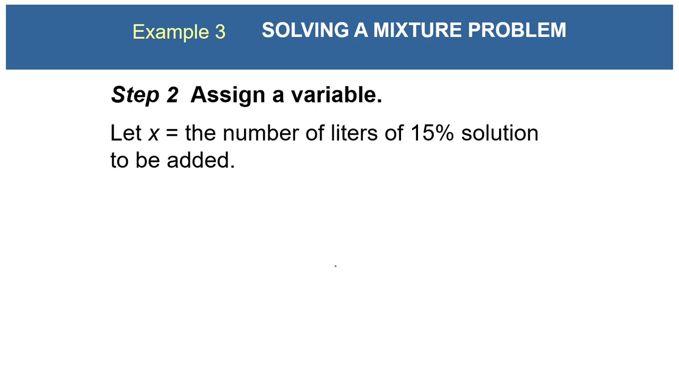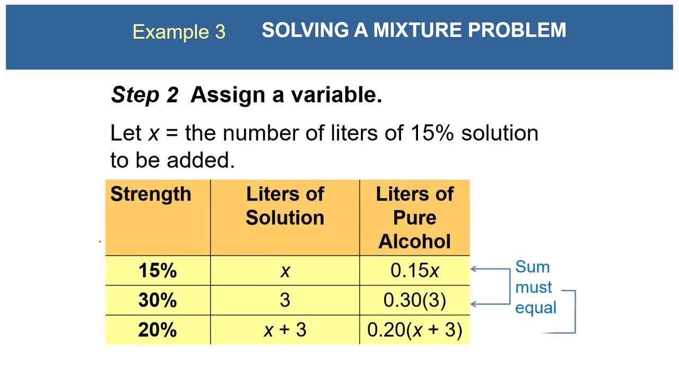And from here we'll create a table. So on the left side, notice that we have 15%, 30%, that's what we have on hand, and we want to create a 20% solution. Now, I don't know how many liters of 15% solution, so we call that x. We do want to use 3 liters of 30%, so that's why this is 3. Now the total is going to have to be x plus 3 because we're adding x liters of 15% with an additional 3 liters of 30%.